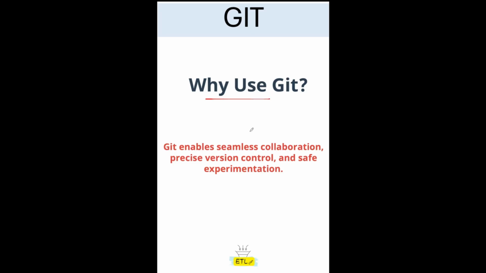Why use Git? Git enables seamless collaboration, precise version control, and safe experimentation. For example, you want to experiment with some of your data files, whether it's JSON data, CSV data, or some other text-based data. You want to make some changes and apply that in a system and see how the system behaves. You can do that by taking a branch out of Git, making your changes, and doing the testing safely without disturbing other developers or testers. That is why we use Git.